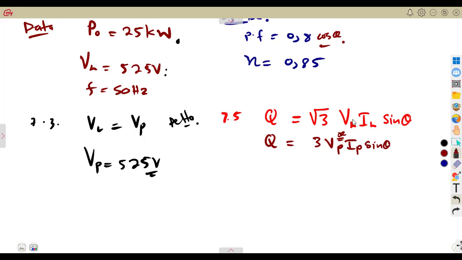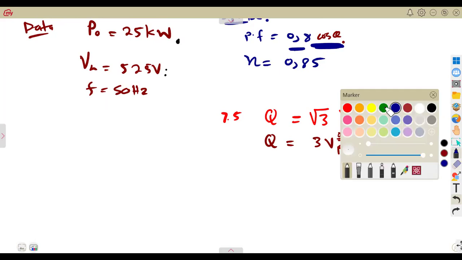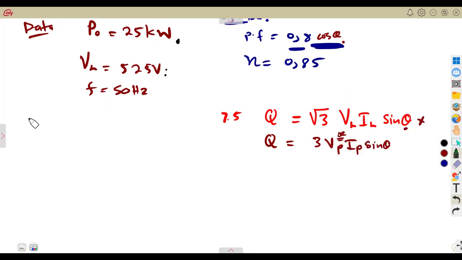So using the first formula, we need the theta. This is the cos of theta, not the sine of theta. Power factor represents cos of theta, not sine. So from the power factor, we are going to determine the theta. Remember, the power factor represents the cos of theta. So if the cos of theta is equal to 0.8, which is our power factor, what about theta?